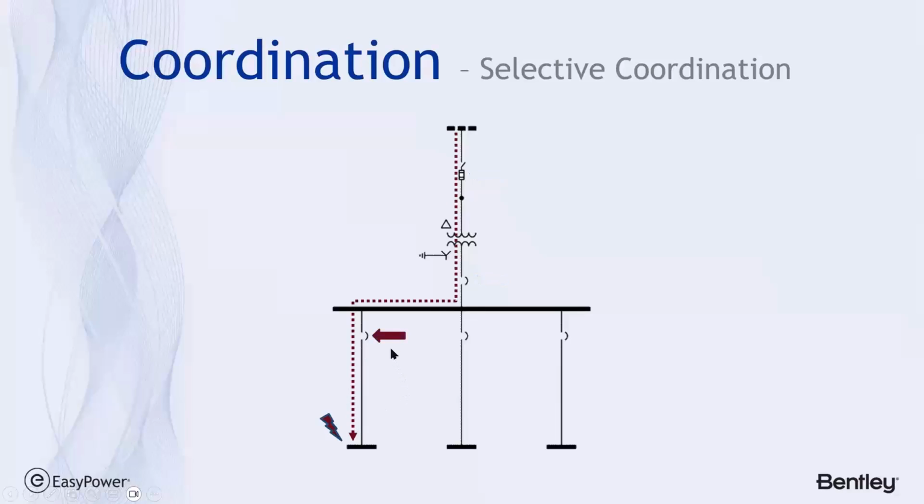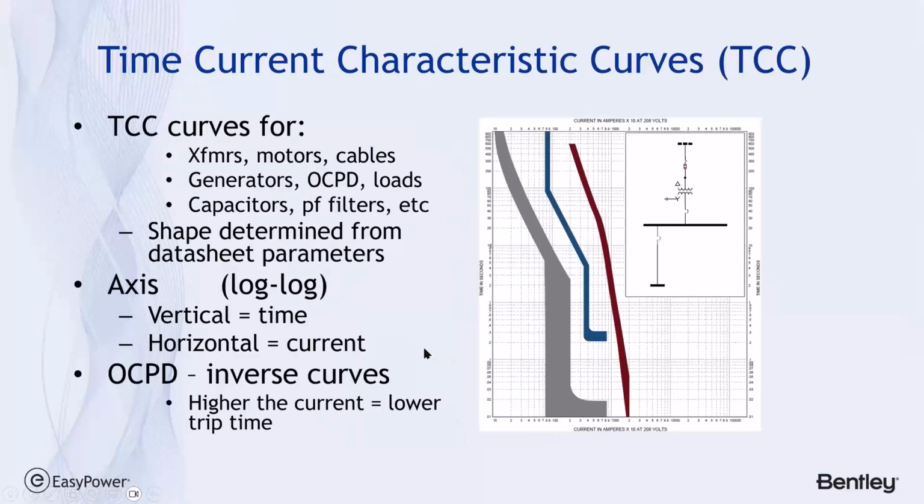So ideally, that's the breaker that we want to trip to prevent losing other parts of the system that aren't necessarily affected by the fault current. And the tool we use to do this is called a time current characteristic curve, or a TCC. And it turns out there are TCCs defined for virtually every element in the system. And we're going to be examining some of these.